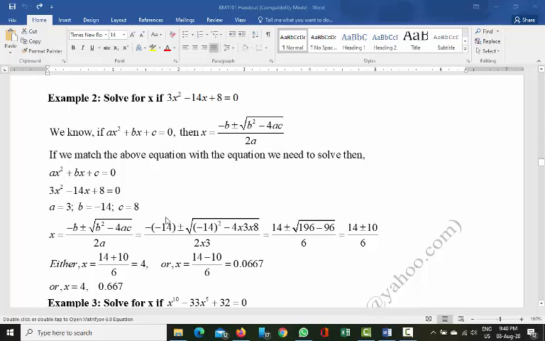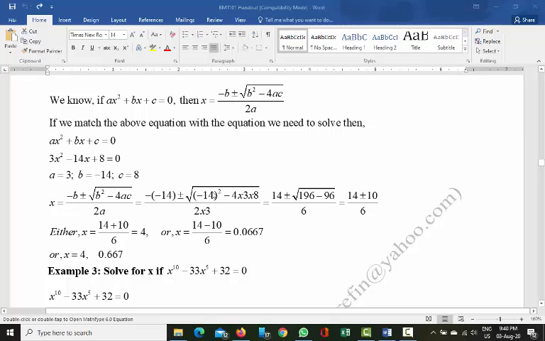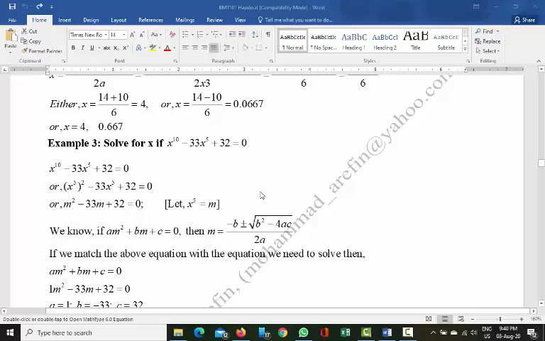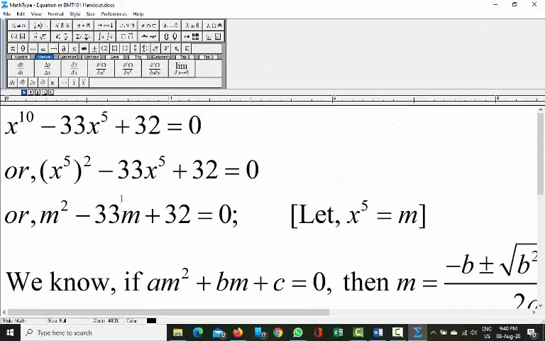So you can use the formula to solve it. You can also use a calculator to solve it. Right, so let us move to example 3. Here we have x to the power 10 minus 33 x to the power 5 plus 32 is equal to 0. So let us solve this question.